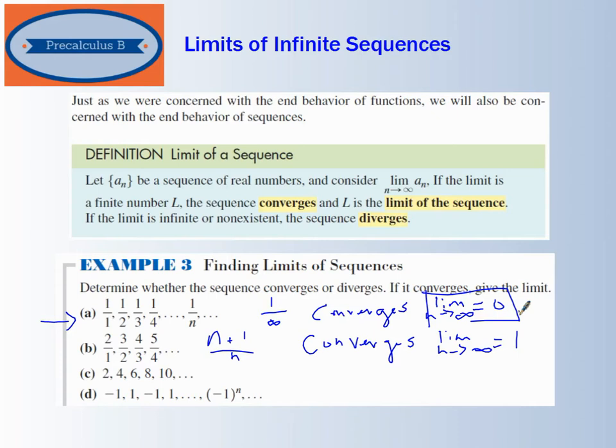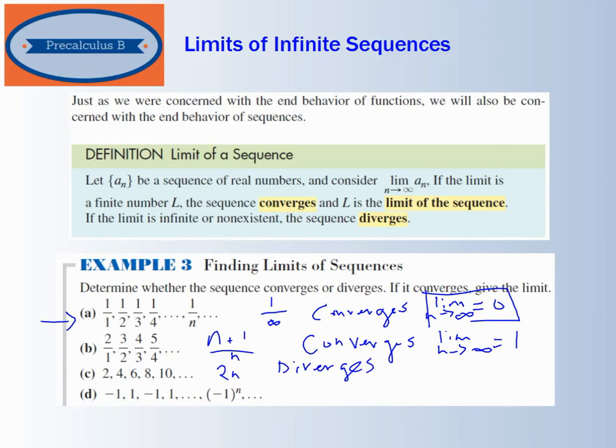All right, for part C, 2, 4, 6, 8, 10. What's happening in each of these is it looks like it's just 2n for our explicit definition. So this is going to have a limit as n approaches infinity of infinity, so it diverges, meaning there is no limit.